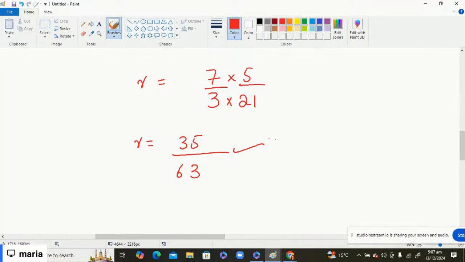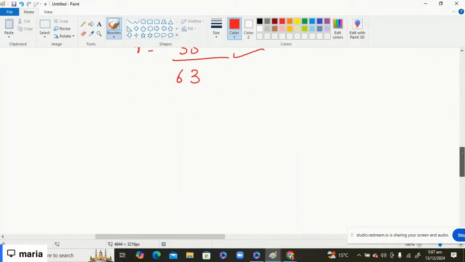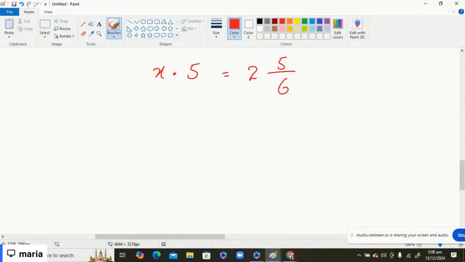Okay, now let's do the next. For example, here is x times 5, which is equal to 2 into 5 by 6. Now how can we solve this one? How can we solve this question? The same thing we are doing: we are going to solve firstly the mixed fraction here. x times 5 as it is. So what is the answer of this, 2 into 5 by 6? Everyone tell me in the chat. What's the answer?